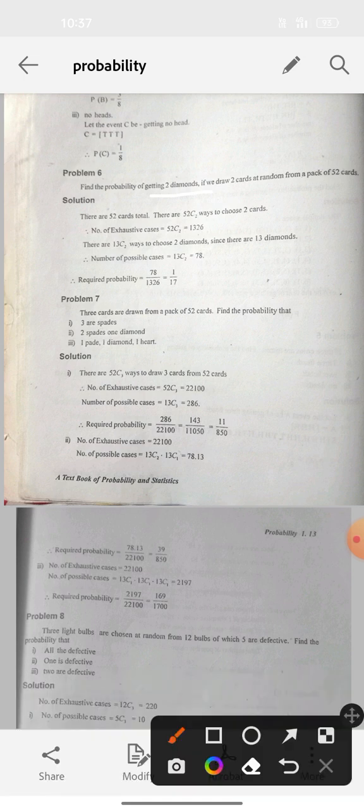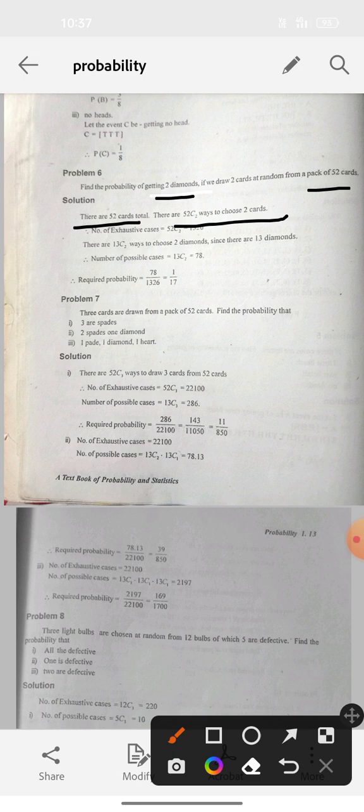If we draw 2 cards at random from a pack of 52 cards. So forget about the 2 diamonds first. There are 52 cards in total, right? There are 52C2 ways to choose 2 cards.